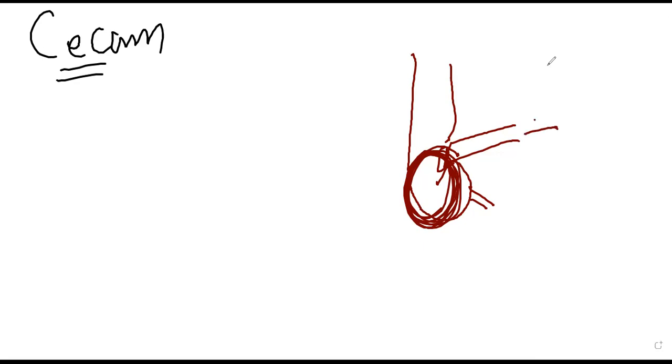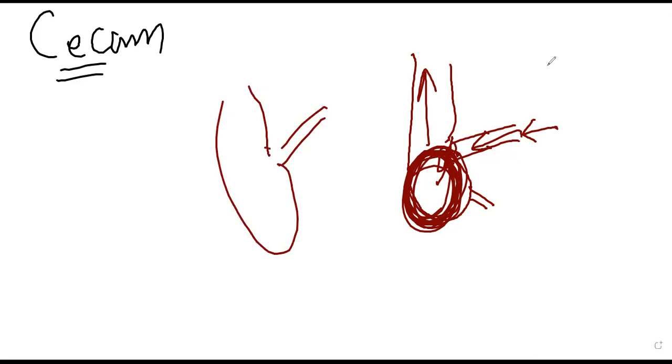This is the terminal part of the small intestine. The terminal part of the small intestine, which is the ileum, enters the large intestine at the junction of the cecum with the ascending colon. This is the ascending colon, and here the ileum enters the large intestine, where the opening is provided by two folds, or two lips, which form the ileocecal valve.